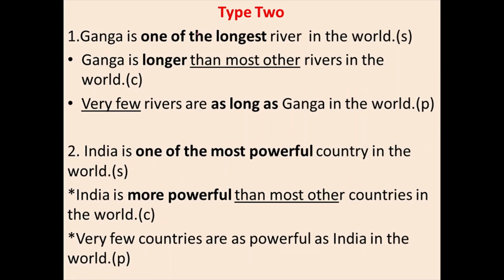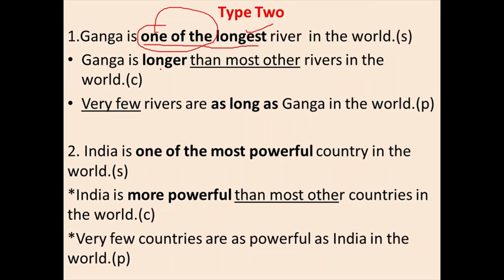Let's see the second type. You remember tallest and one of the tallest. Now here are the sentences where the superlative degree has this one of the longest. No doubt this adjective would be added with est or most, right? But it is added with two more words, that is one of the. So Ganga is one of the longest rivers in the world. It is a superlative degree.